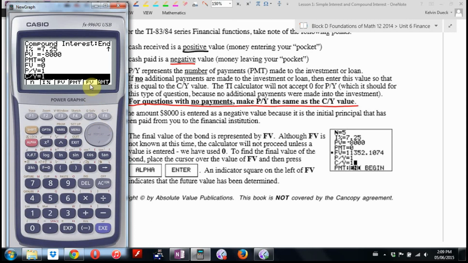Once you have those typed in, hit F5, and you should get, there's the loan. There's the $11,352.11. There's the final value. Let me pause. If you didn't get that, now is the time to ask. I'll show you the values that I entered.